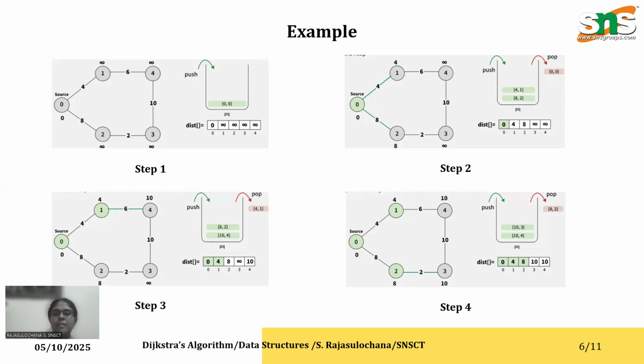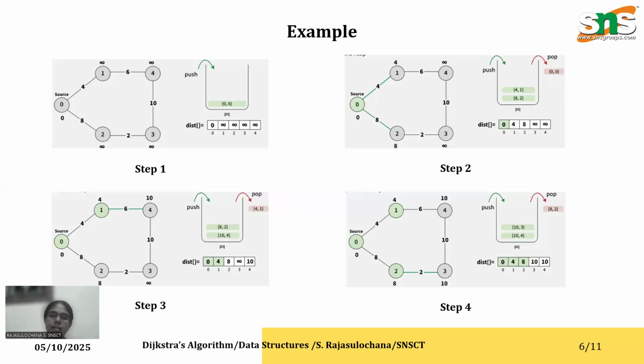When we compare with the previous distance in the table, 4 and 8 are smaller, so they are replaced. For vertex 1 the distance is 4, and for vertex 2 the distance is 8. Now vertex 1 has the minimum distance, so it is visited. The adjacent vertex of 1 is 4, and the distance to reach 4 from 0 through 1 is 4 plus 6, which is 10, updated in the table. Next, the vertex with the minimum distance is 2, so it is visited, and the adjacent vertex of 2 is 3. The distance to reach 3 from 0 through 2 is 8 plus 2, which is 10, and again it is updated in the table.